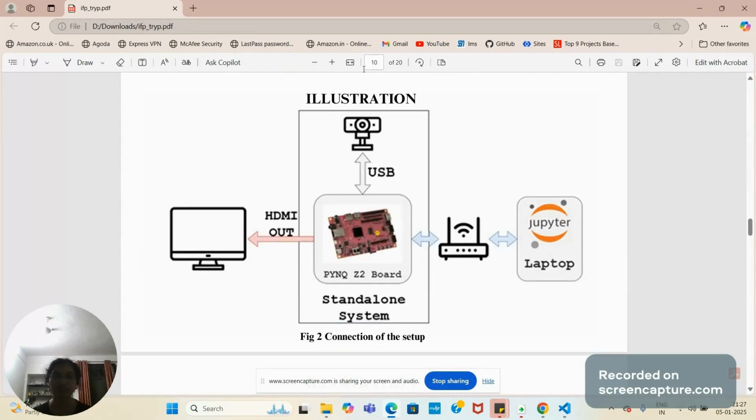This is the external setup that we are thinking of using: a USB camera that is directly connected to the FPGA board, HDMI output for viewing the result, or any laptop or PC for that matter would do, and a router that would help us view and edit the Jupyter notebook.